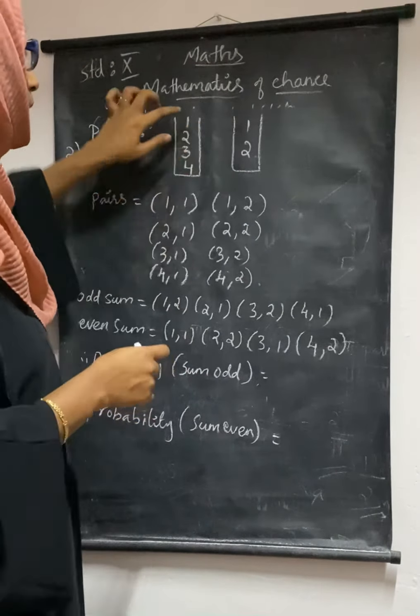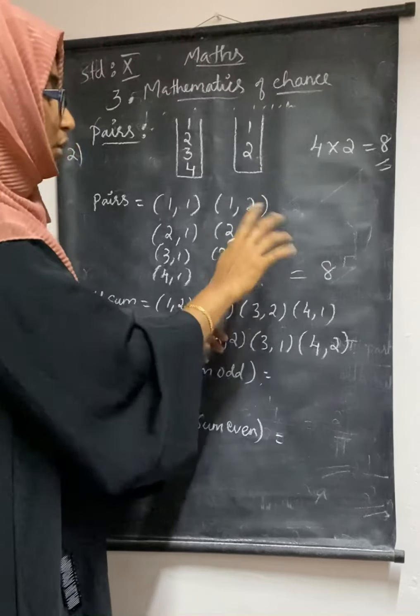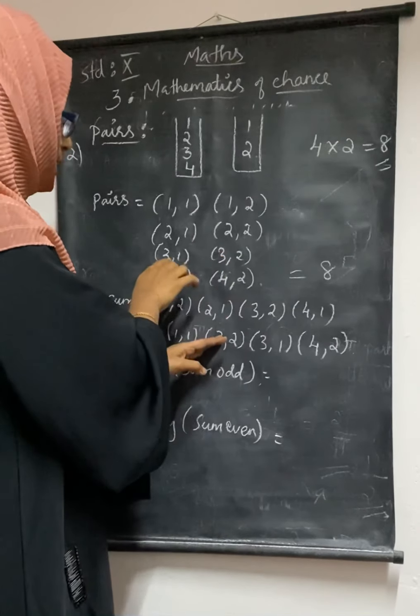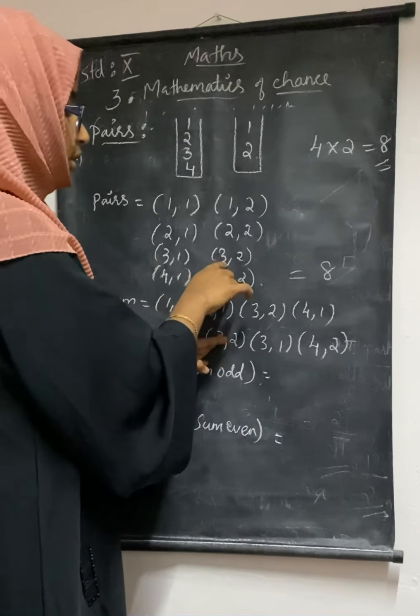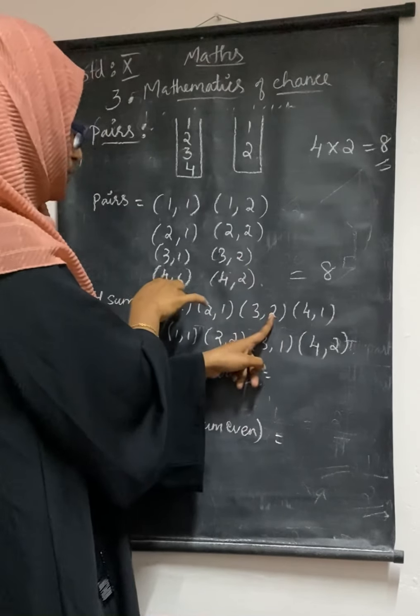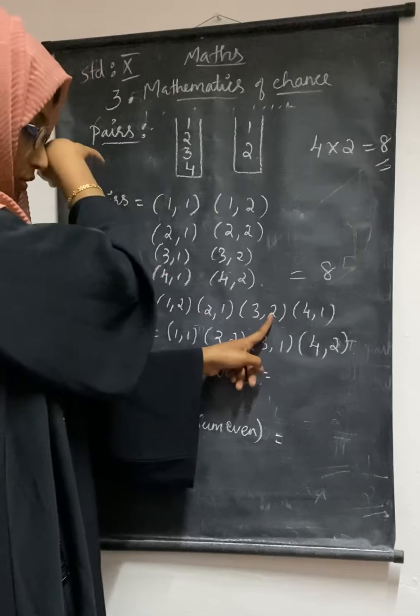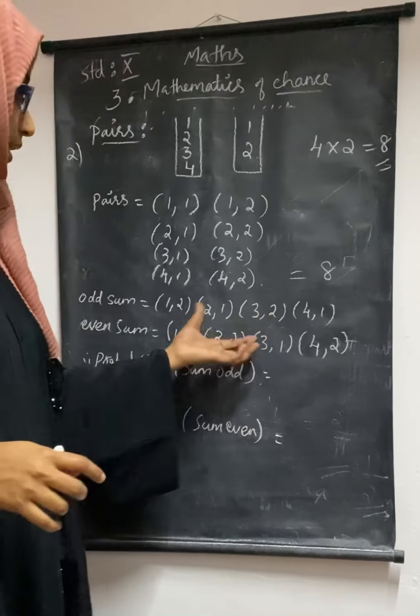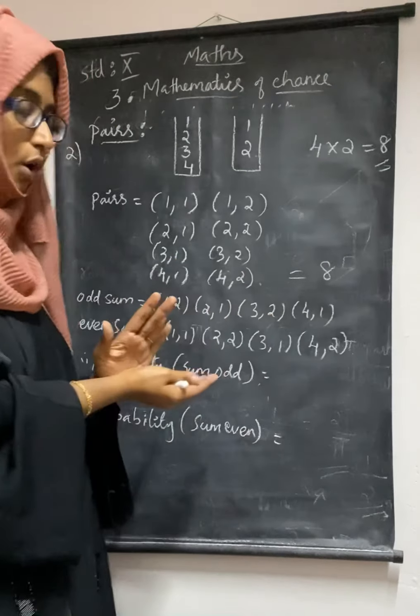Because odd sum means addition. 1 plus 2, 3, odd. Now next, 2 plus 1, 3, it is odd. Next 2 plus 2 is 4, no. 3 plus 1 is 4, I can't. 3 plus 2 is 5, it is odd, so 3 plus 2. Next 4 plus 1 is 5, odd, so I can write 4 plus 1. So these many pairs come under odd sum.